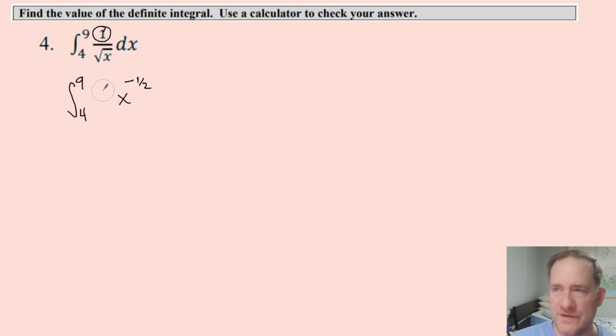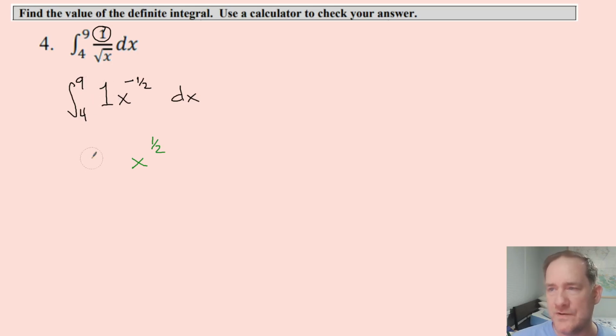And this 1 isn't really doing anything. I'll write it, but it kind of has no bearing on the problem. But this is the form in which you should attack this function. Applying our rule, we add 1 to our existing exponent. That brings us up to positive 1/2. So you now have x to the positive 1/2.